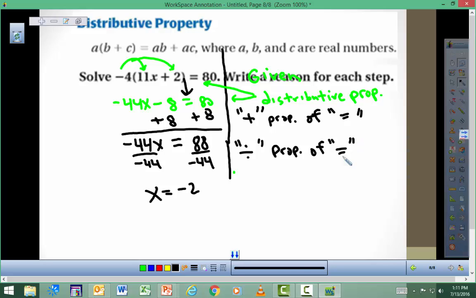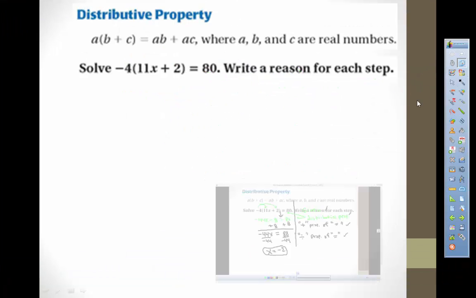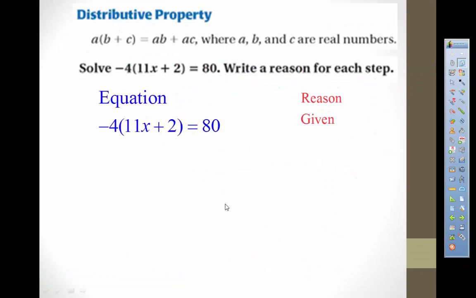Alright, so then we've done a couple problems, and like I said, the new stuff is coming up with these reasons right here on the side. On each step of solving this equation, you need to write down the reason. Yay! Alright, so there you have it.